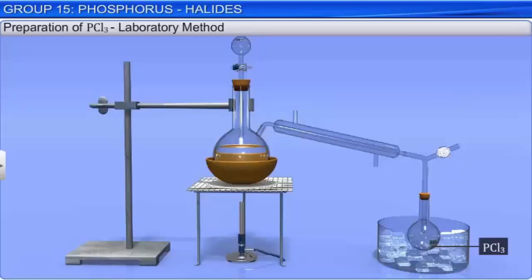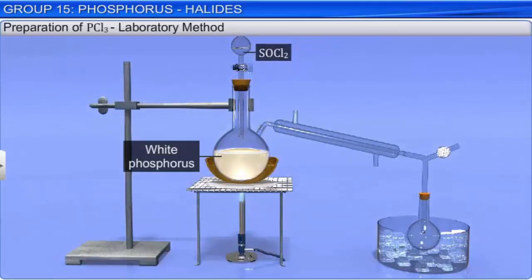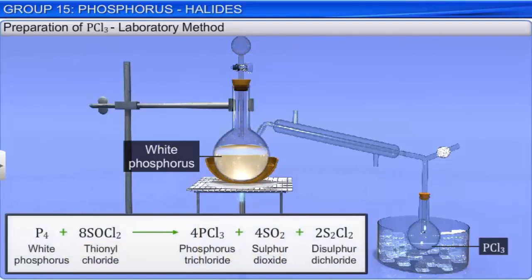Phosphorus trichloride can also be prepared by the action of white phosphorus on thionyl chloride. The equation for this reaction is given here.